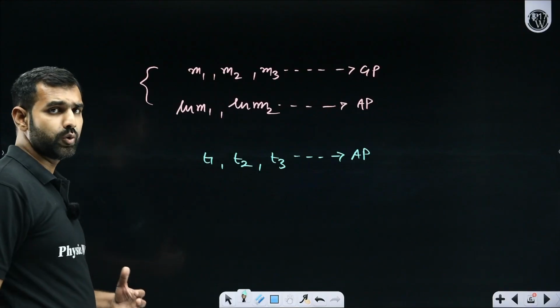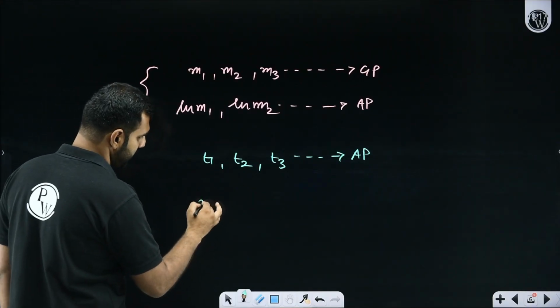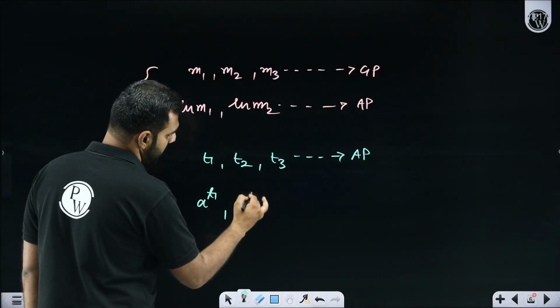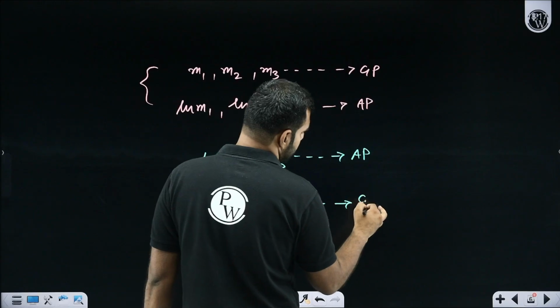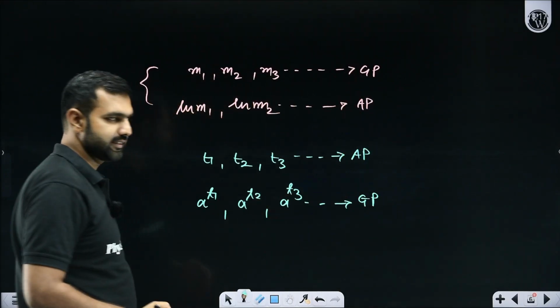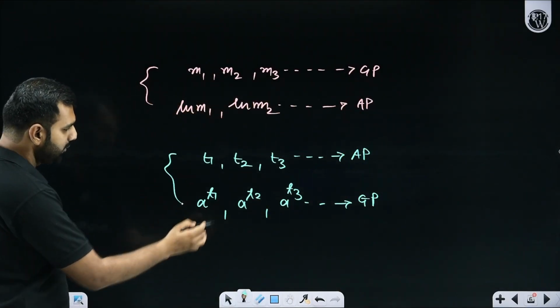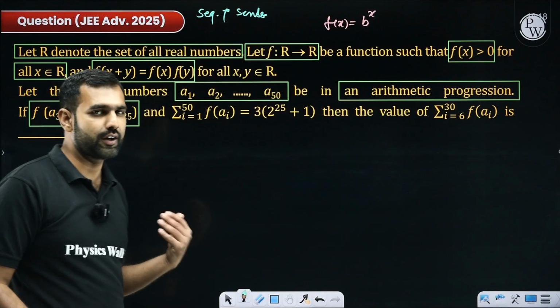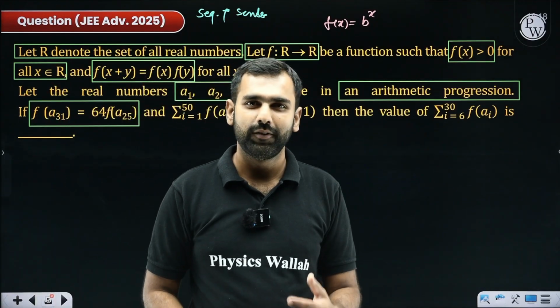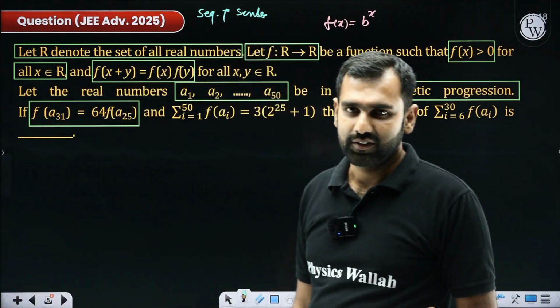And I'm raising them to a certain fixed positive number A. So A to the power T1, A to the power T2, A to the power T3, and this will be forming a GP. Exact reverse process of this. So this is a property which I'll be using here. Although if you don't know this, you would get this result by default if you start solving it. But if you're aware of it, it will increase your ease of doing it.